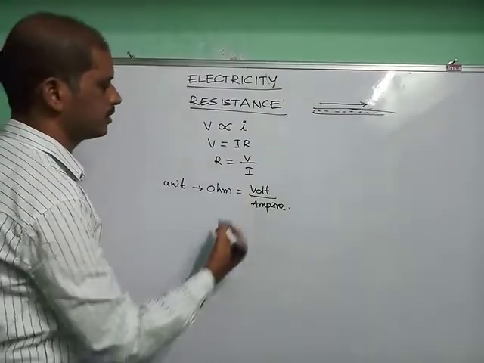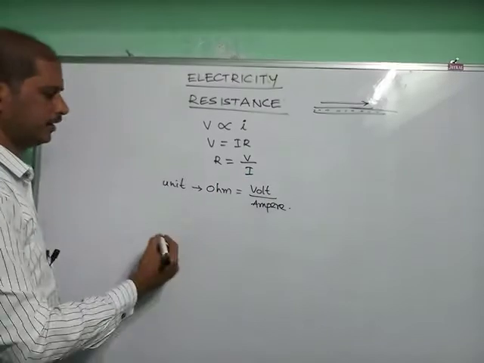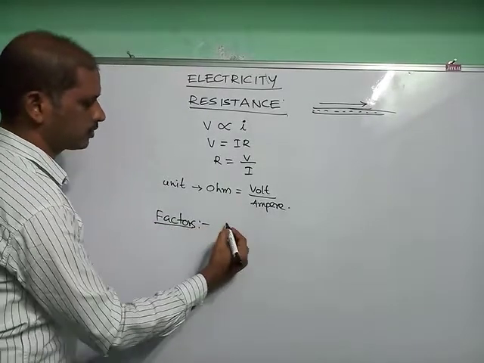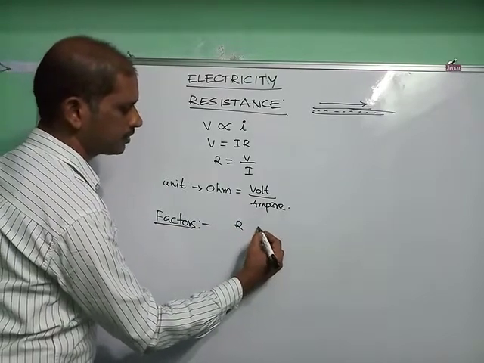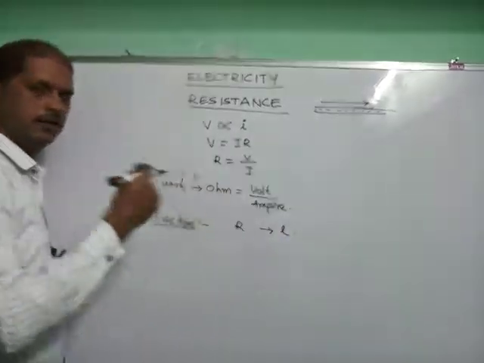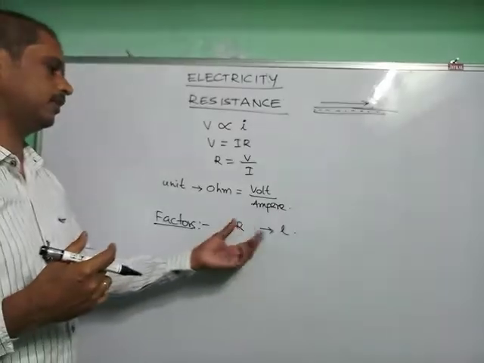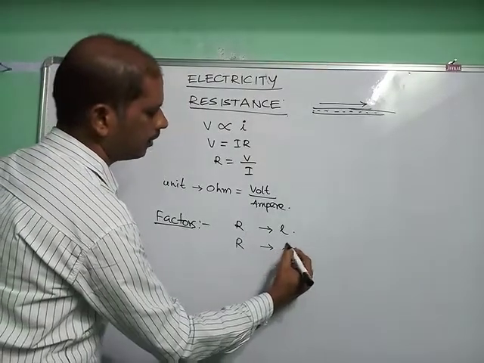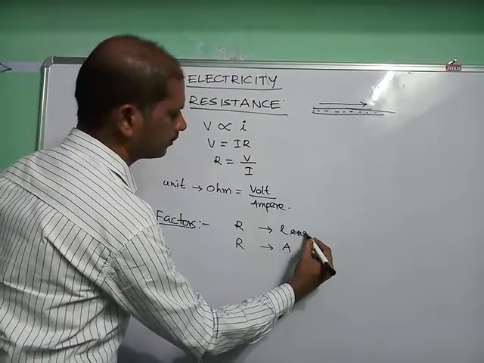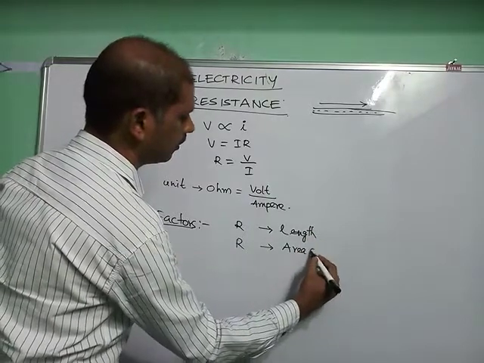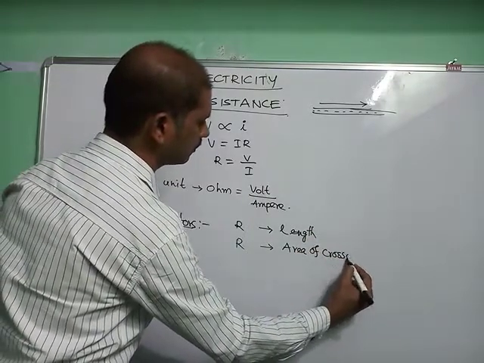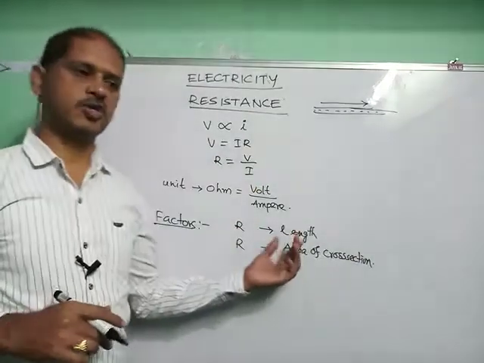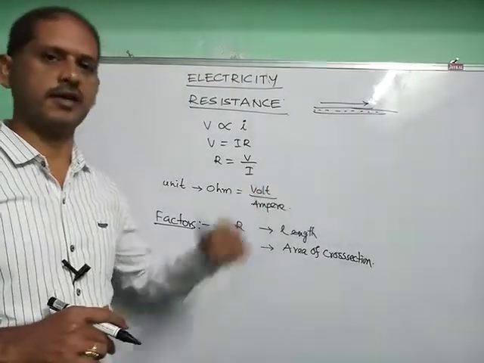So resistance is this. Now, what are the factors affecting the resistance? First one is length. Resistance depends on the length of the conductor or the length of the resistor. And the second one is area of cross section. This is length, this is area of cross section. If the length of the conductor increases, the resistance offered by the conductor also increases.